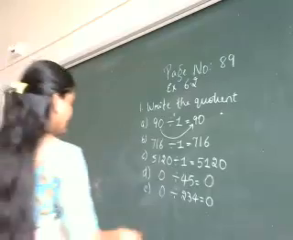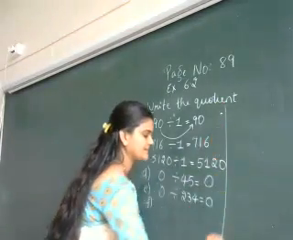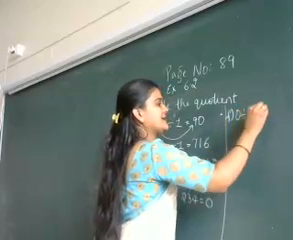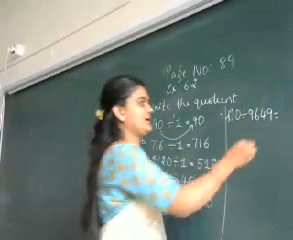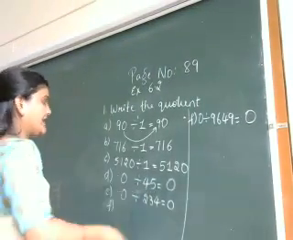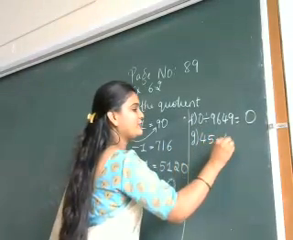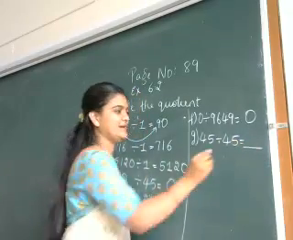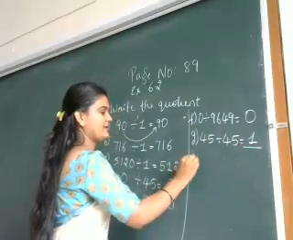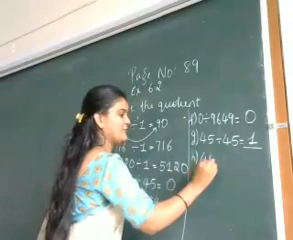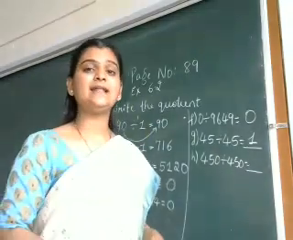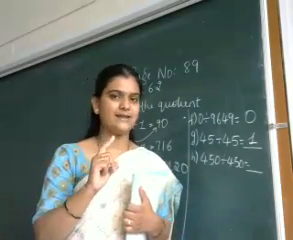Correct. F, 0 divided by 9649. The answer is 0. Okay. Next. Now tell me, children. G, 45 divided by 25. It is 1. Very good. It is 1 because both dividend and divisor are the same number, so it can be divided by 1. Yes. Next, 450 divided by 450. Yes, it is 1. The last one, 961 divided by 961. 1. Very good.